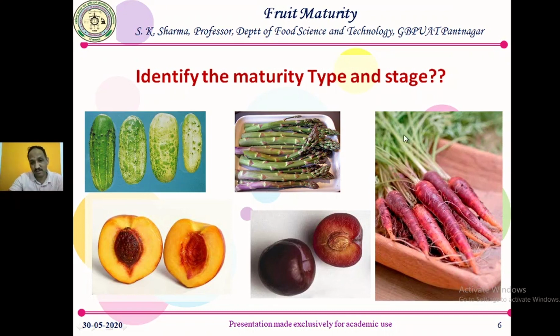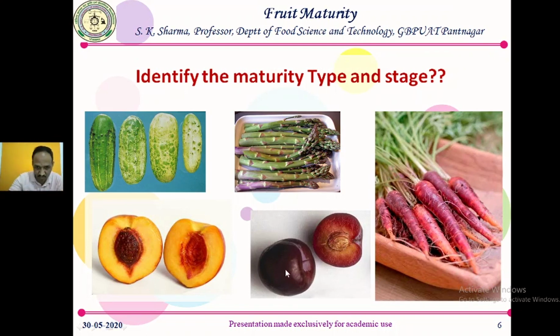Same is the case with asparagus. These are the asparagus spears. Same is the case with the carrot. Even though you keep the carrots for a long period of time, you are not going to get seeds, but the shoots may come, new shoots will come, and then only it will be. So the definition of physiological maturity is not applicable here when we talk about post-harvest handling. So only the definition of horticultural maturity is there.